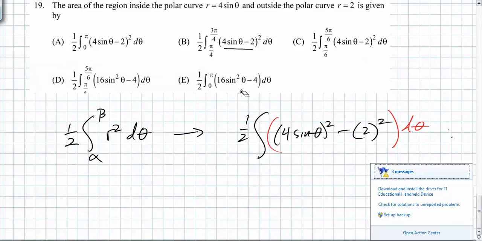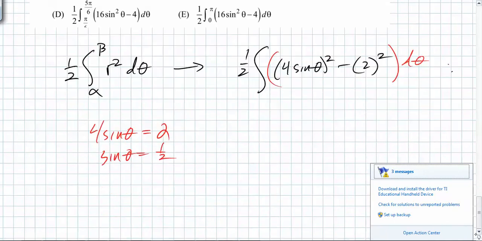So what's the only other thing you have to figure out? The limits. The area of the region inside 1. So how do you figure that out? Where they intersect. Excellent. So it's going to be 4 sine theta is equal to 2. Therefore, sine theta is equal to 1/2. What is sine inverse of 1/2? Pi over 6.